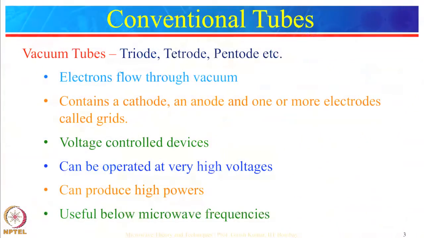The vacuum tubes such as triodes, tetrodes, pentodes, etc. These are the examples of conventional tubes. And what are vacuum tubes? Vacuum tubes are the electronic devices in which electrons flow through vacuum from one electrode to another electrode. Generally speaking, vacuum tubes contain one cathode, one anode and one or more than one grids. These grids are used for controlling actions. Since vacuum tubes are voltage controlled devices, the grid voltages will be the controlling voltages.